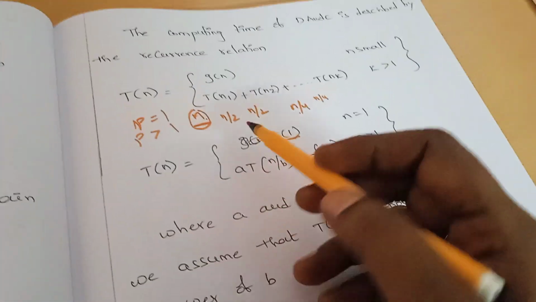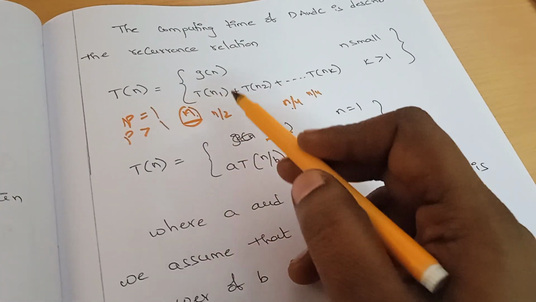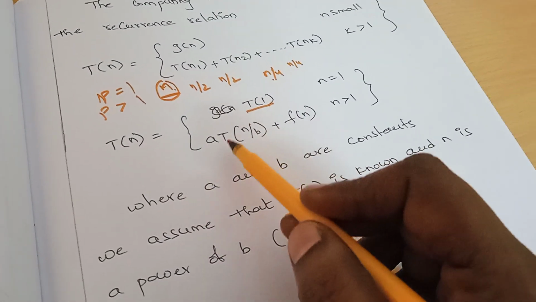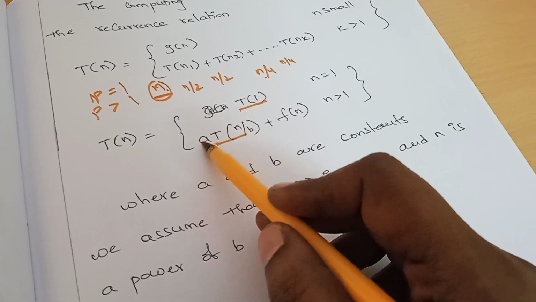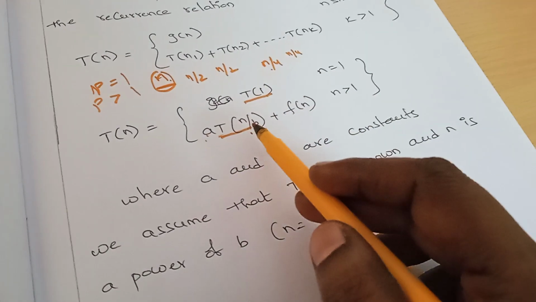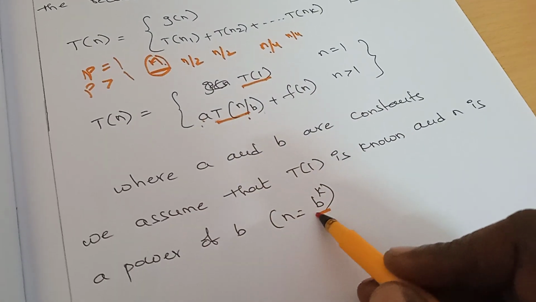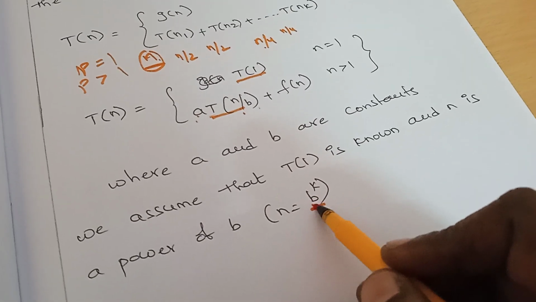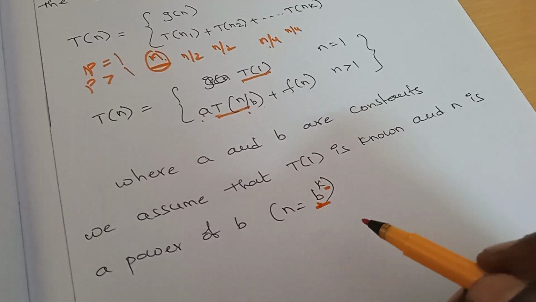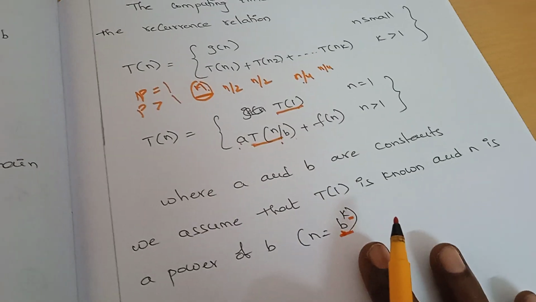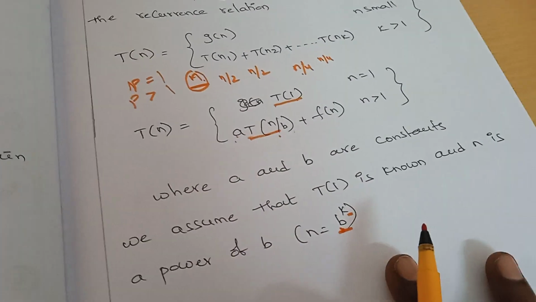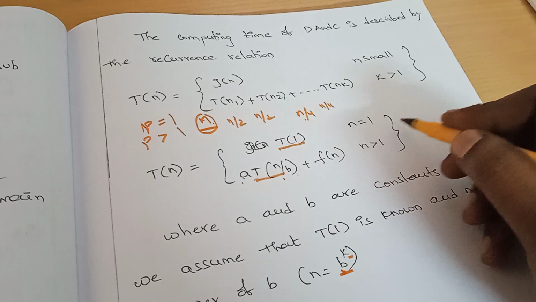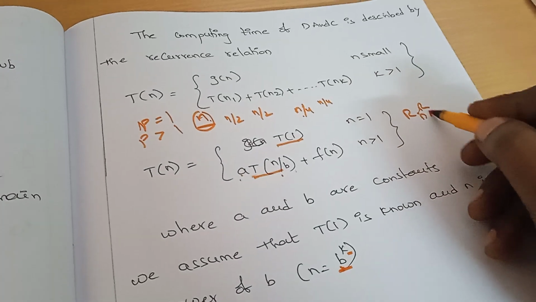Now, if I want to take the time to execute this task, what will be the equation? a T of n by b, where T of n is the actual problem, and a and b are constants. The relation of a and b is n is equal to b power k. Here b is the number of partitions you want to make, and k is a constant. This is the time required to complete each subtask, and this is the recurrence relation of divide and conquer.